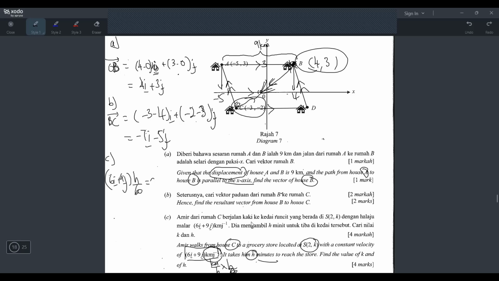vector CS, because I'm going from C to S, right? And we can find my CS vector easily in terms of i and j, right? So how to find the distance from C to S? The C point is negative 3, negative 2. The S is this one, right?